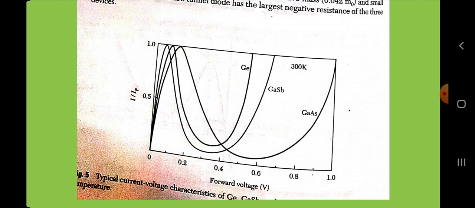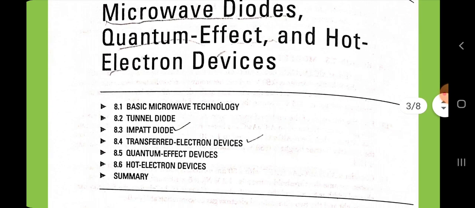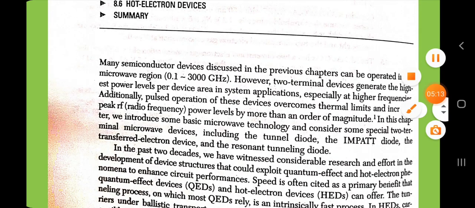However, two-terminal devices generate the highest power levels per device area in system applications, especially at higher frequencies. Additionally, pulsed operation of these devices overcomes thermal limits and increases peak radio frequency power levels by more than an order of magnitude. In this chapter, we introduce some basic microwave technology and consider some special two-terminal microwave devices, including the tunnel diode, the impact diode, the transferred electron diode device, and the resonant tunneling diode.